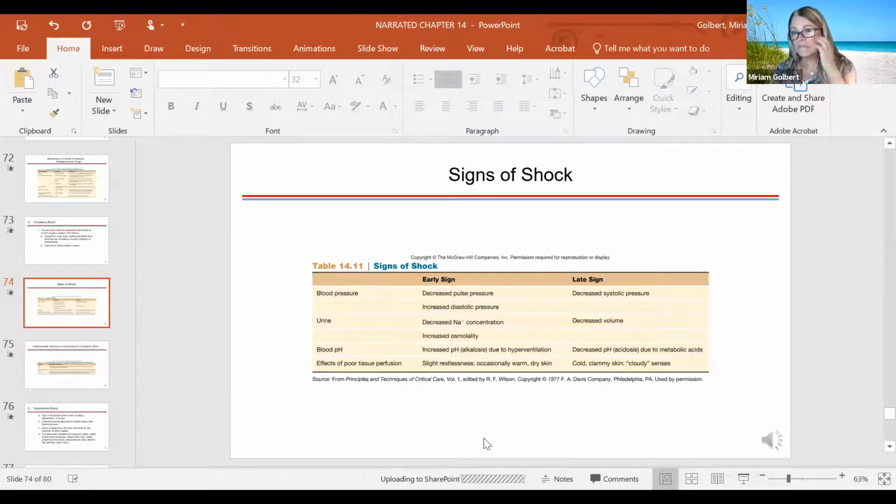Now, at the end of the shock, and this is very serious, you start having no urine volume and decreased systolic pressure, so you can't take a pulse. Then you go into acidosis, which is the opposite of alkalosis. Your respiratory rate is very shallow and slow, and your body starts to get clammy and cold, and obviously it says cloudy senses because the person doesn't make sense. So this is at the end when somebody's ready to die.